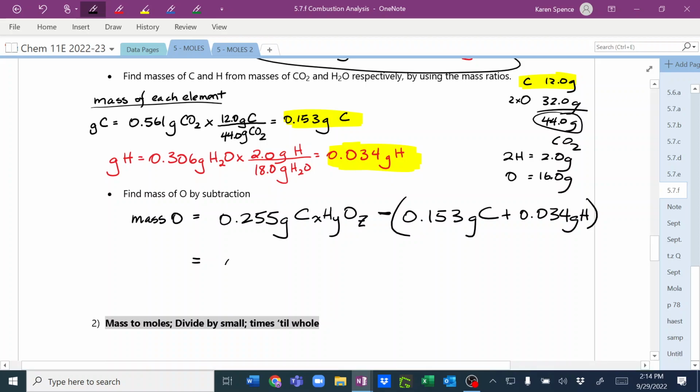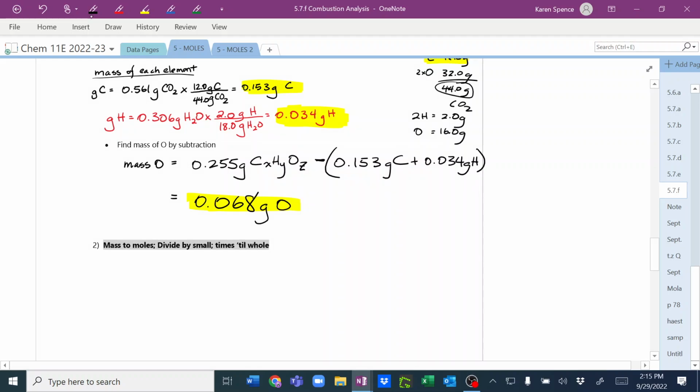So here we have now 0.068 grams of oxygen. At this point, is this question any different than anything you've done before? You now have the mass of each element. What will you do next? Mass to moles. Okay, off we go.